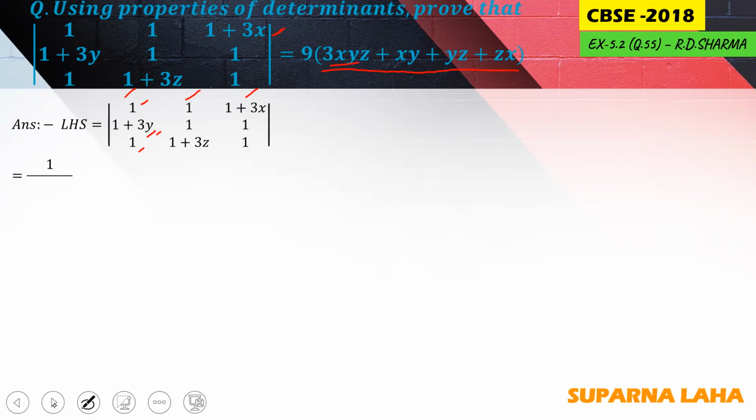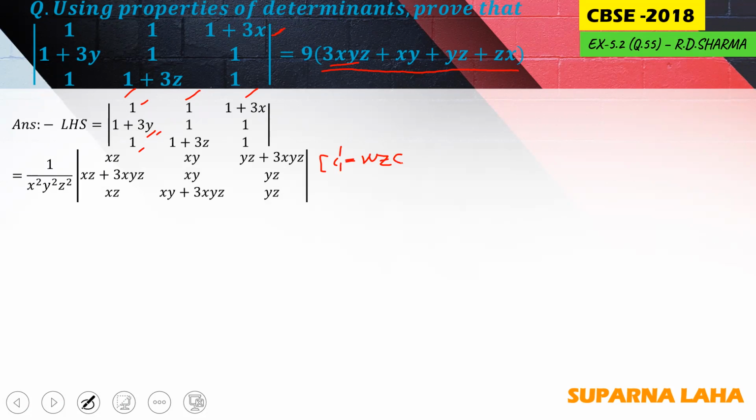Similarly, column 2 and column 3 get the same type of operation. So multiply column 1 by xz, column 2 by xy, and column 3 by yz. These are the operations. Just follow the operations, and since I am multiplying, divide the determinant by x square, y square, z square.